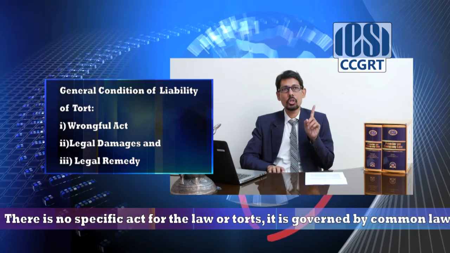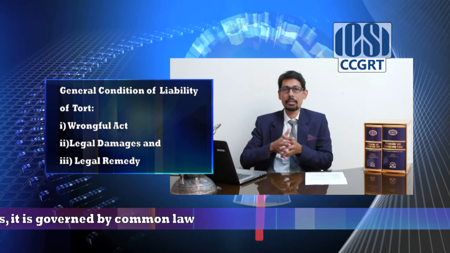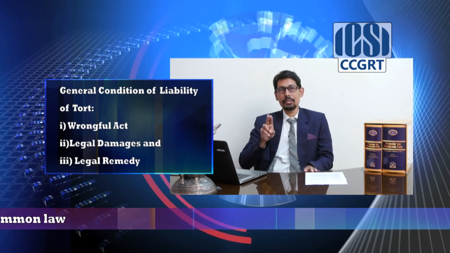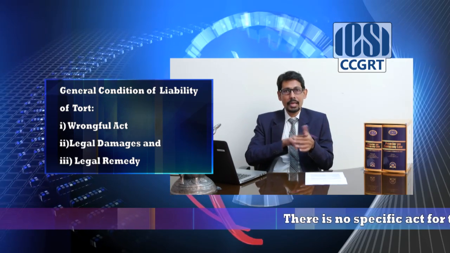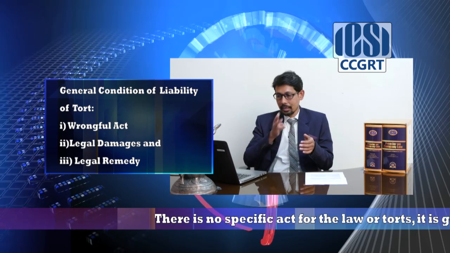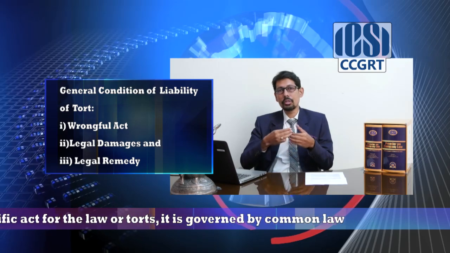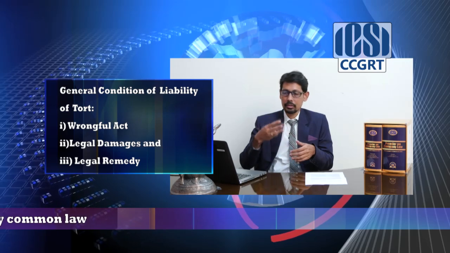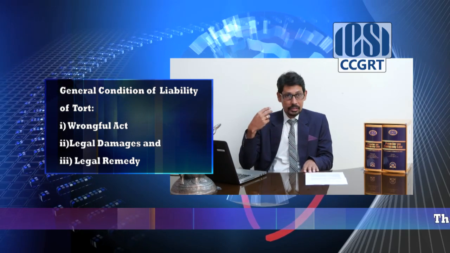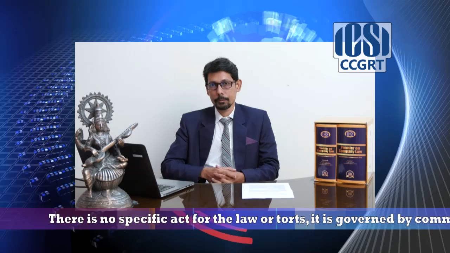Condition number one is the wrongful act. There must be some or other wrongful act. What is a wrongful act and what is not, we will define later. Second, the wrongful act must result in legal damage. Only a wrongful act is not sufficient, there must be damage. And thirdly, it should be of such a nature as to give rise to liability. So there should be a legal remedy, there should be legal liability. So these are the three things: wrongful act firstly, legal damage secondly, and legal remedy thirdly. If these three things are proved, then you can sue under the law of tort.